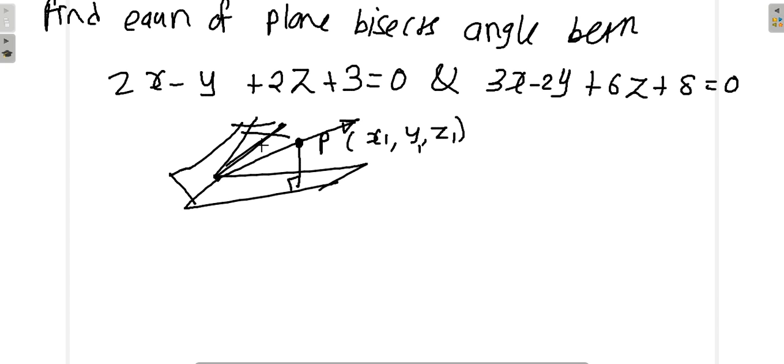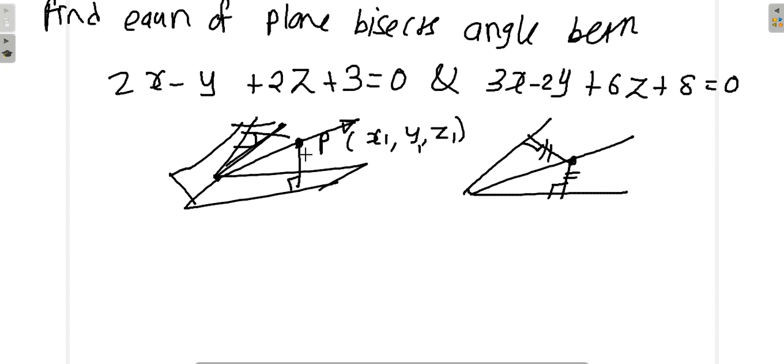Please note that every point on the angle bisector is at equal distance. Let me represent the planes by edges. You will understand it in a better way. Every point on the angle bisector is equidistant from the planes. So the distance of point P from this plane must be equal to the distance of point P from the second plane. That's all we have to do.